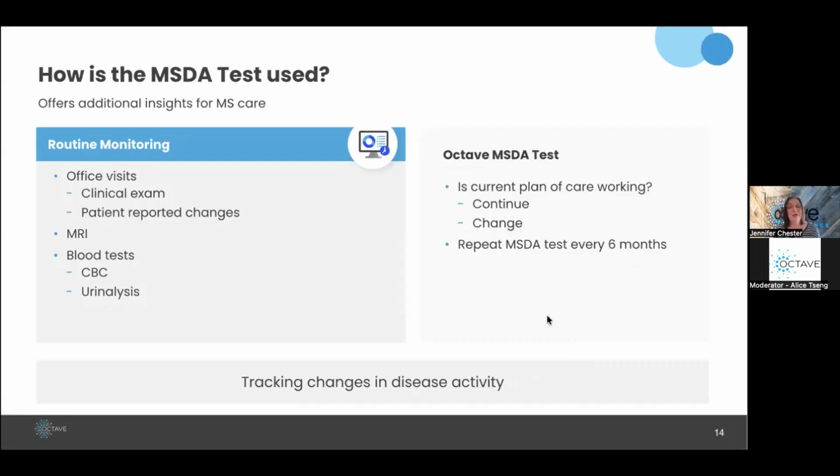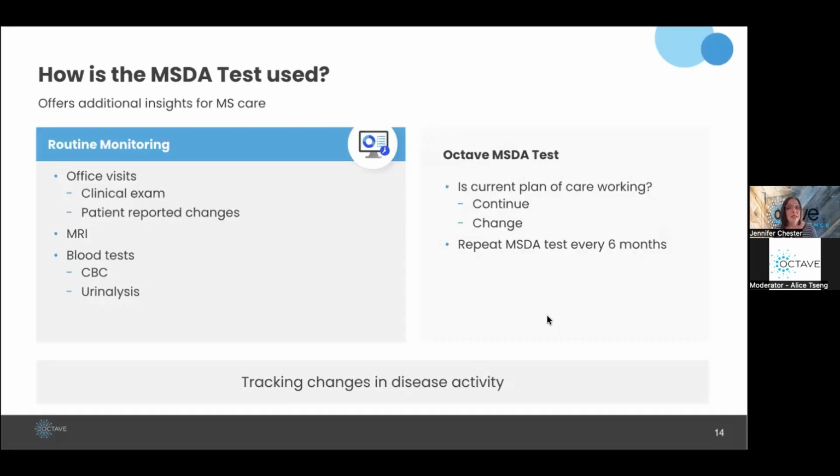So next, for routine monitoring, what do we do now? You're going in for your normal clinic visits to be evaluated. You report any new symptoms to your provider. You may or may not be due for your MRI because that may be happening once a year. And then you're going to have routine blood work that's done, which includes usually a CBC. We're going to check electrolytes and a urinalysis.